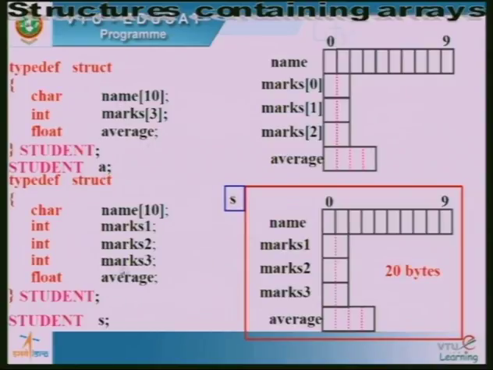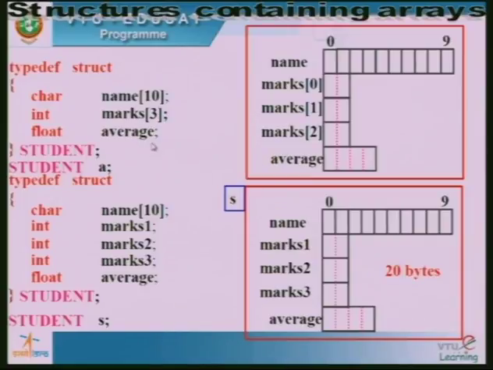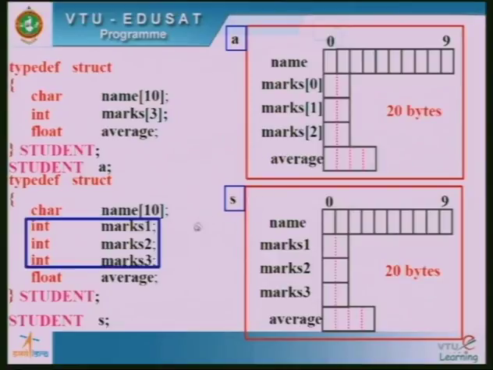Because we have used 3 separate variables, marks 1, marks 2, marks 3, but here we are using what? An array of marks. So, an array can be inside a structure. So, here this structure contains what? Array. This is also an array, but we are not manipulating this. Here we are manipulating marks of 3. Okay. Now, this is a variable A. This structure can be accessed using the variable A. This structure can be accessed using the variable S. Now, this also occupies how many bytes? 20 bytes.